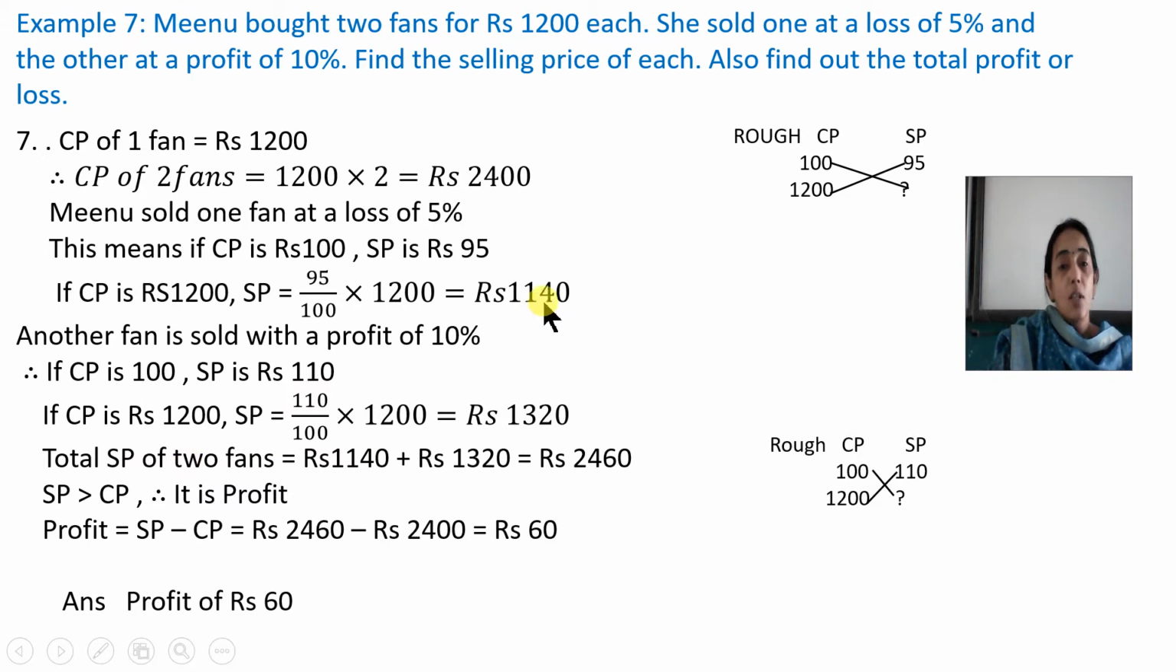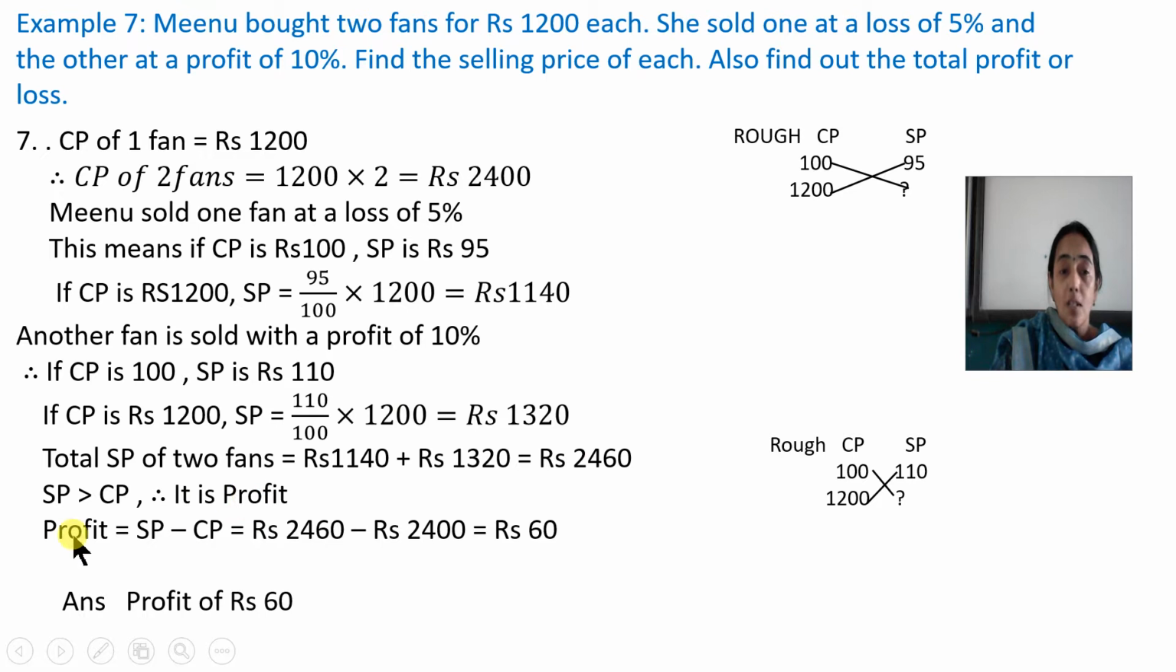Now, the total selling price of both the fans, that means SP of both the fans, is equal to rupees 1140 plus rupees 1320. So that is equal to rupees 2460. So selling price is greater than cost price. Why? Because selling price is 2460, whereas the cost price was 2400. So therefore it is profit.